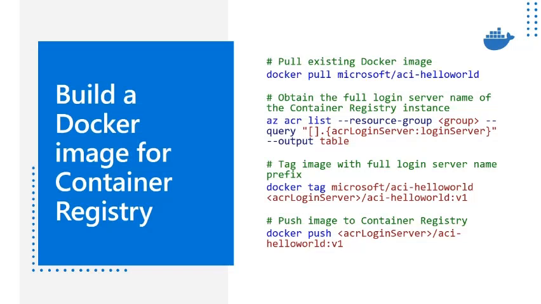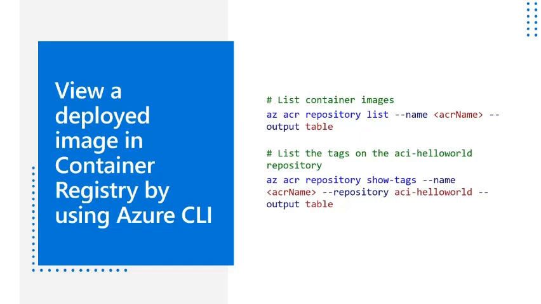And now we can view this Docker image from the container registry. To view a deployed image in the container registry by using the CLI, we use az acr repository list to list the repositories in the registry. The output should appear similar to this, containing the name of the images.